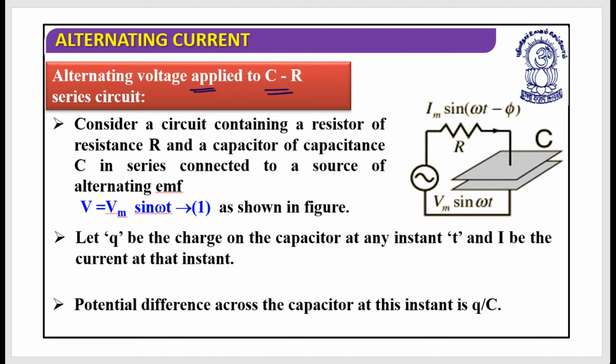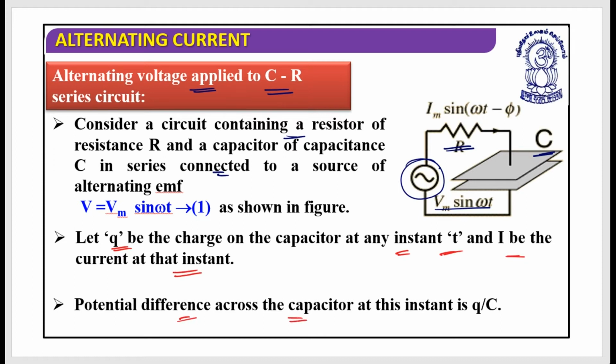It's an alternating voltage applied to a capacitor and resistance series circuit. Consider a circuit having a resistance R and a capacitor C connected in series to a source of alternating supply, V equals Vm sin omega t. Let's suppose Q is the charge on the capacitor at any instant t, and I is the current at that instant.